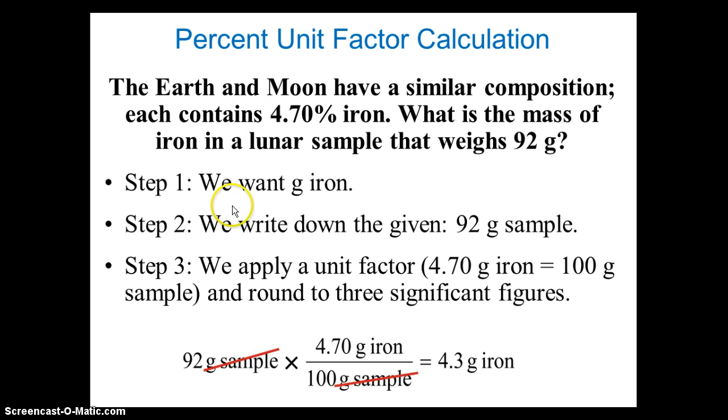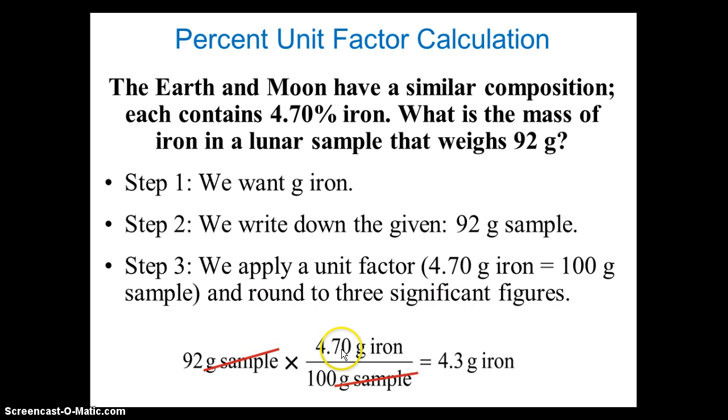So first, what do we want? Grams of iron. So we can put grams of iron. That's the outcome. Step 2, we write down the given one, which is 92 grams of sample, which is going to be right here. And here we need to apply the unit factor. You know, 4.7 grams of iron equals 100 grams of sample, and you can round to 3 significant figures.